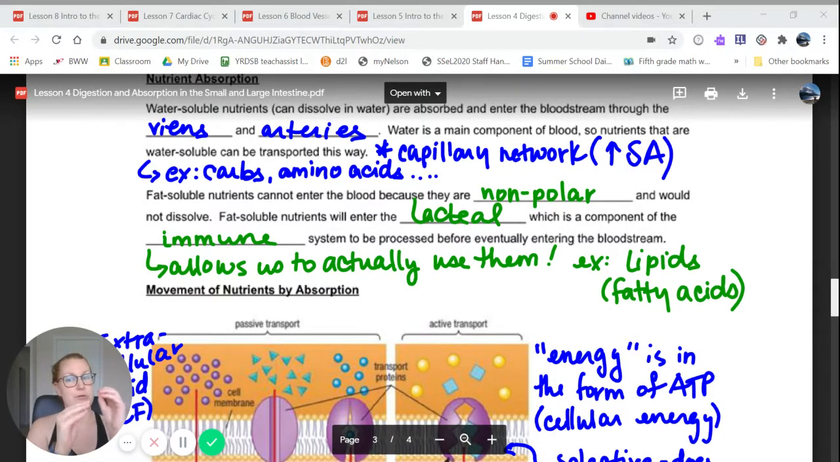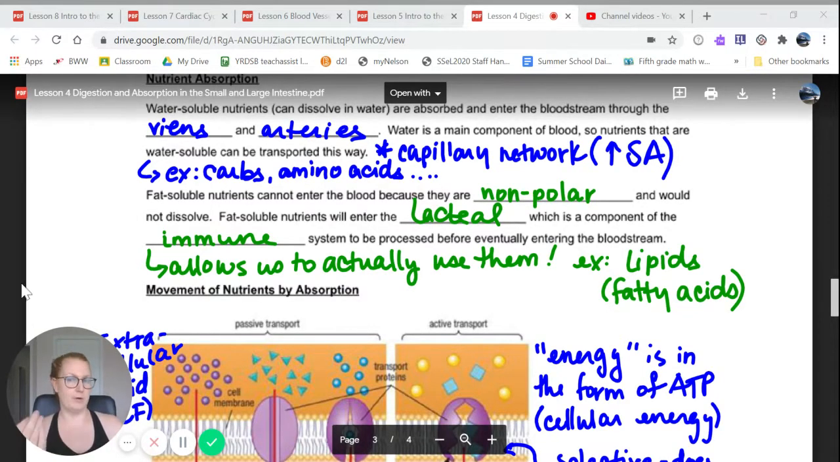Again, capillaries are super, super small, narrow vessels. They have an extremely high surface area. And as I mentioned, which I'm going to talk about in lesson 5 as well, that large surface area, small diameter, is really what allows them to efficiently exchange oxygen and carbon dioxide.